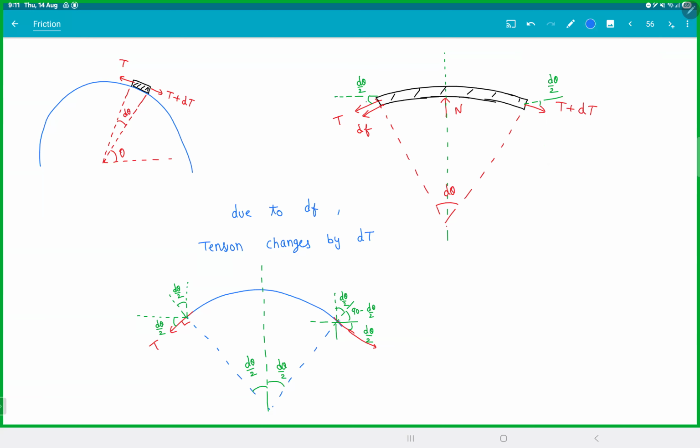So you can resolve the forces into components. So the horizontal components will be how much? Let me write in the next page. But let's have a look at this picture.